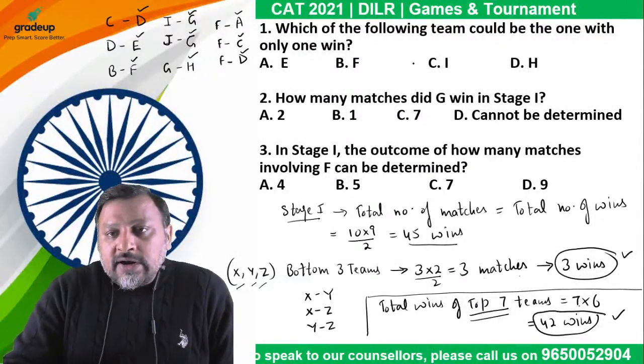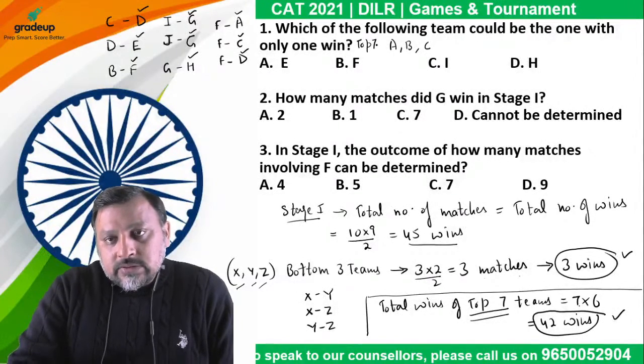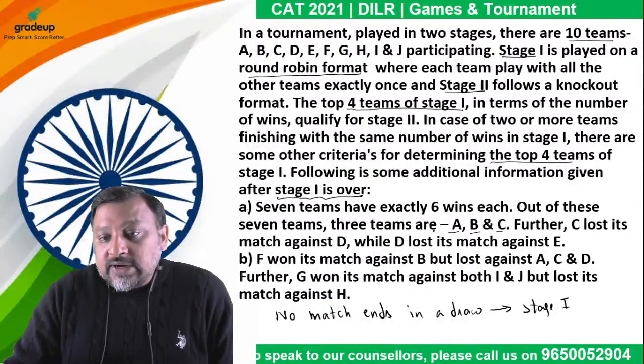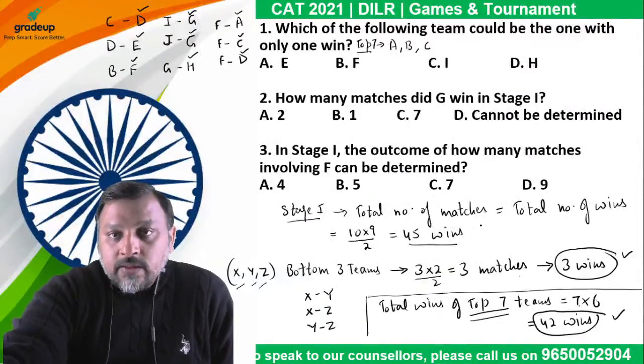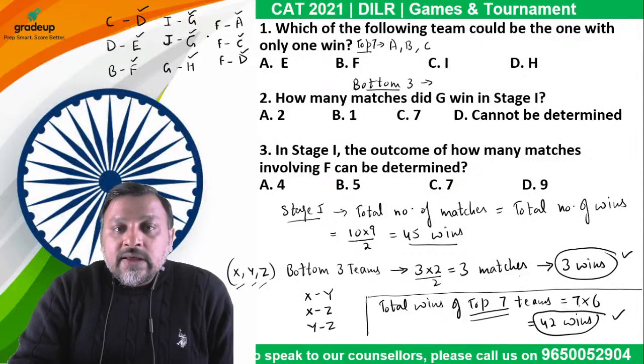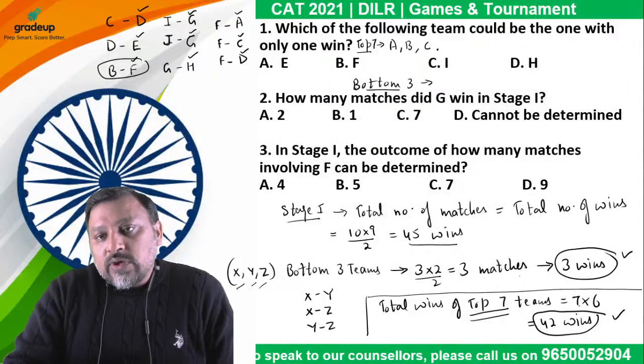Okay, so we already know that team A, team B and team C are in the top 7 teams. Okay, it is given here. Any team which beats one of these 3 is definitely a part of the top 7, because the bottom 3 have not won any match against them. So it is given F beat B. So that means F won against them, so F also belongs to the top 7 teams.